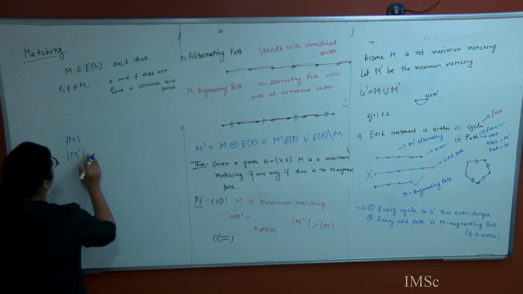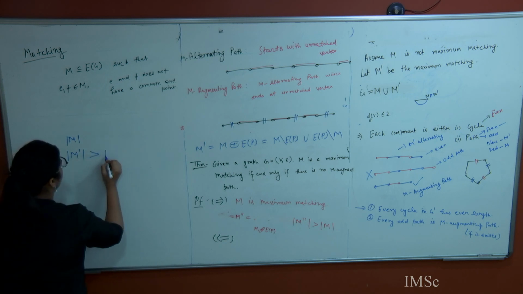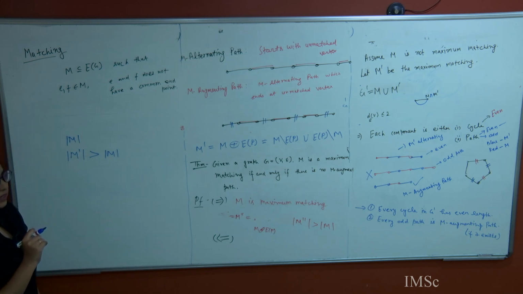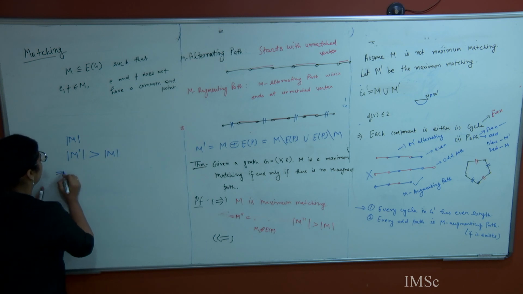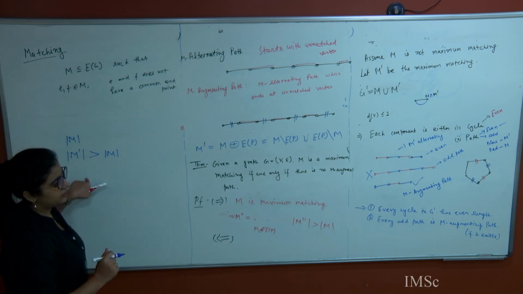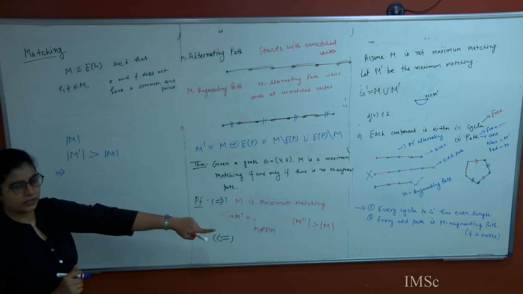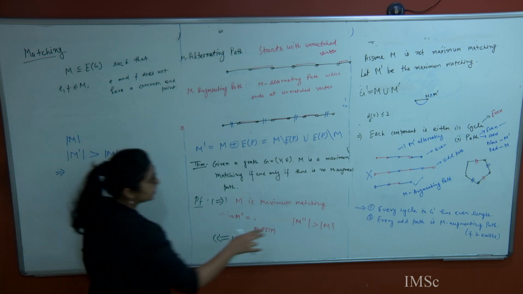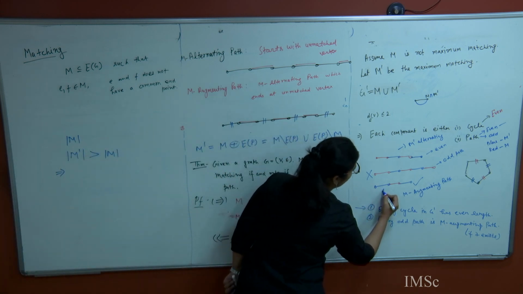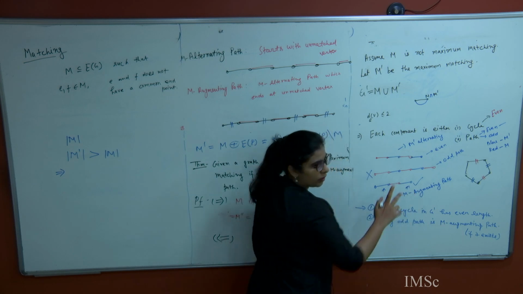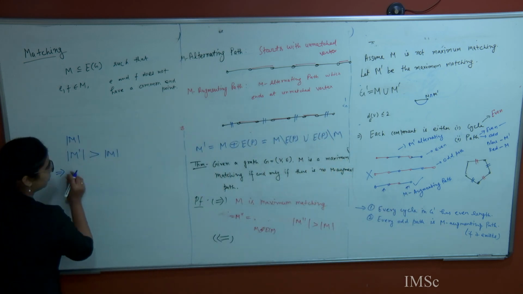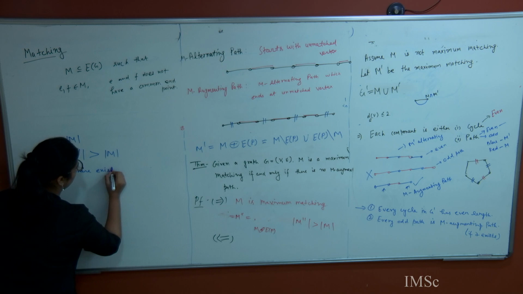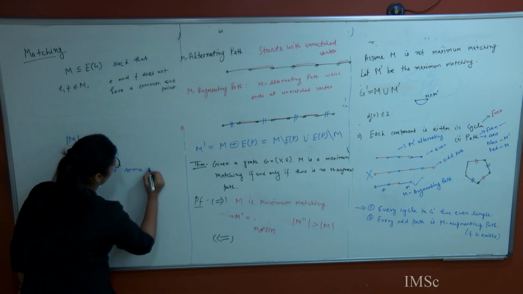But we know that the cardinality of M prime is strictly greater than that of M, right? So what does it imply? That there should exist some M augmenting path, right? Then only can you have more edges from M prime. So in this path, you have more edges from M prime: from M prime you have two edges, from M you have one. So this implies that there exists some M augmenting path.